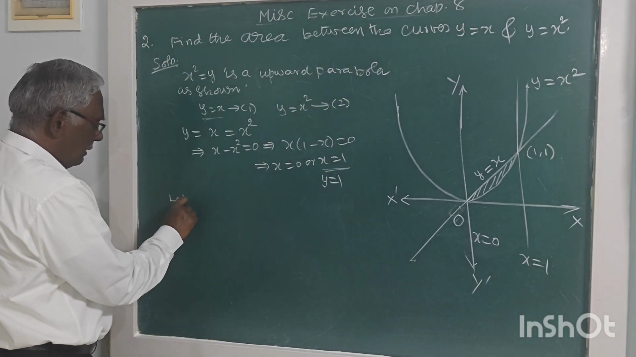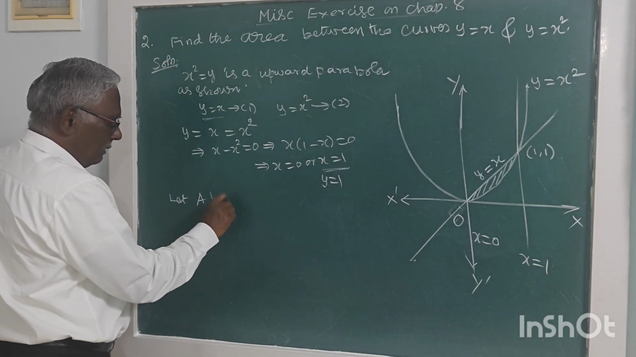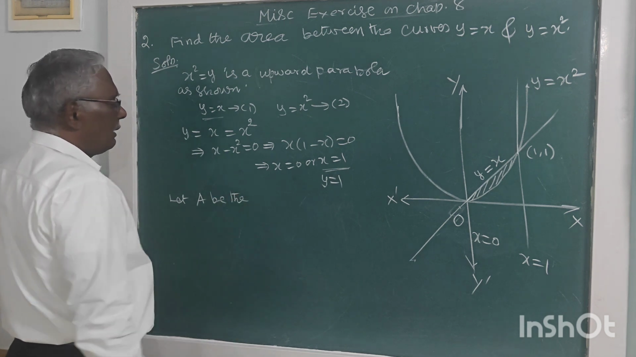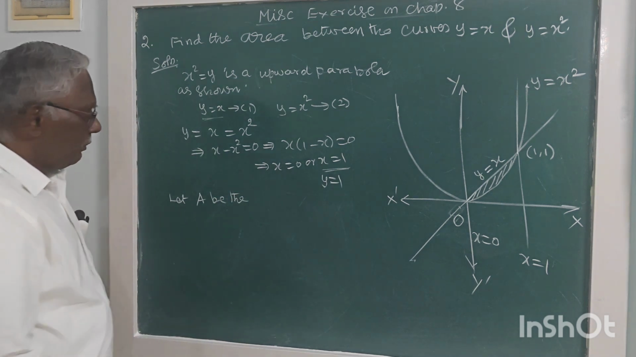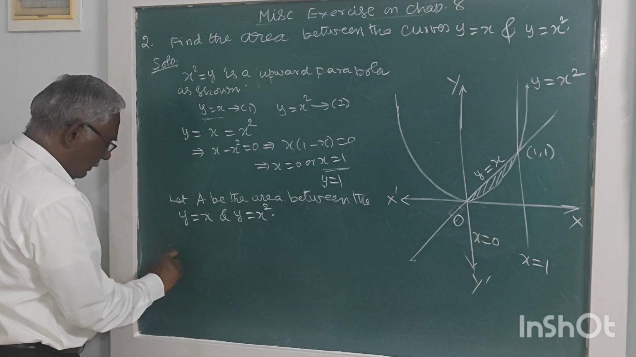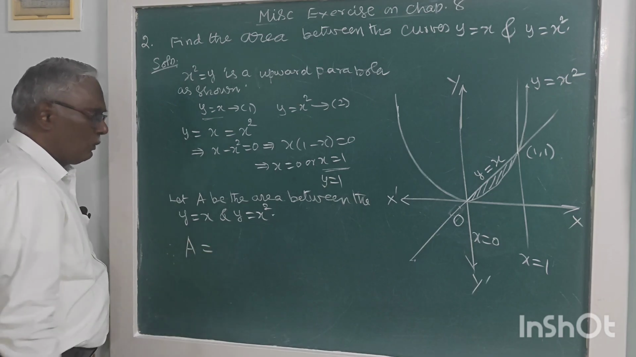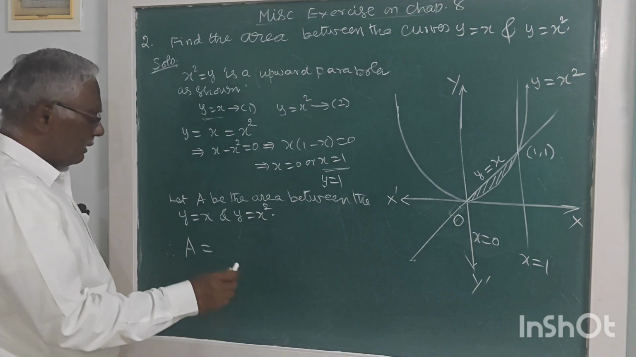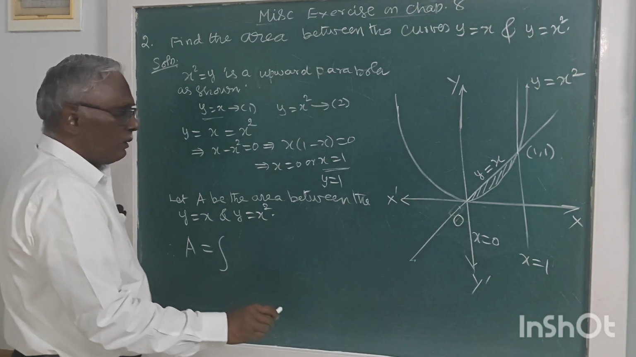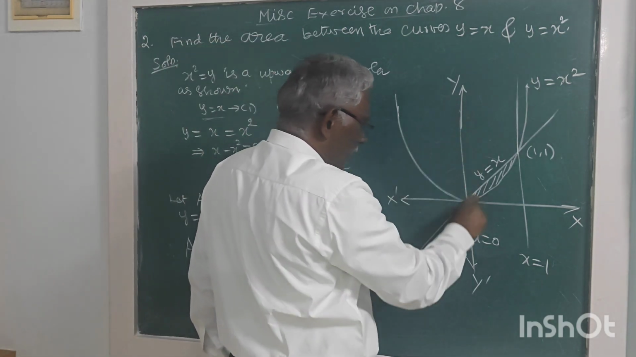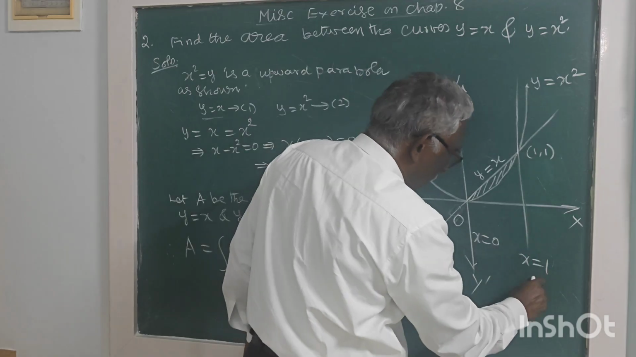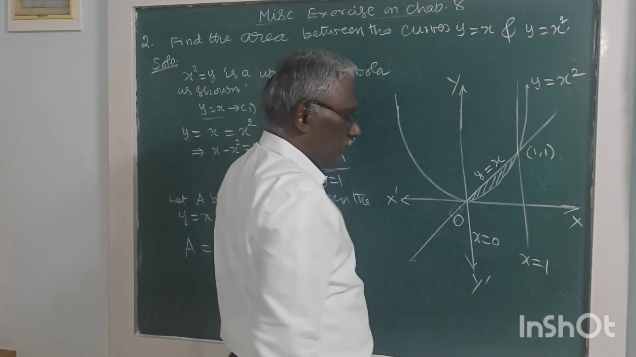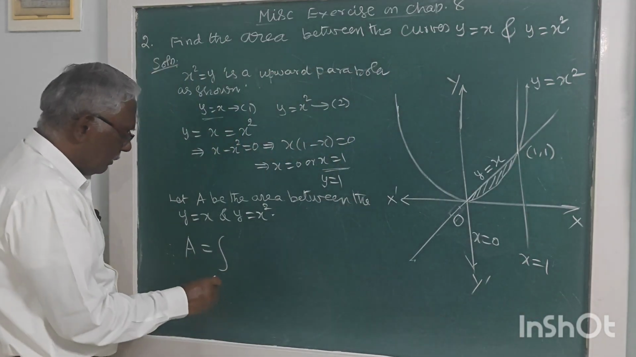Let A be the area between the line and the parabola. Therefore, A is equal to, now we have to find the limits of the definite integral. x varies from 0 to 1. x is equal to 0, x is equal to 1. x varies from 0 to 1.